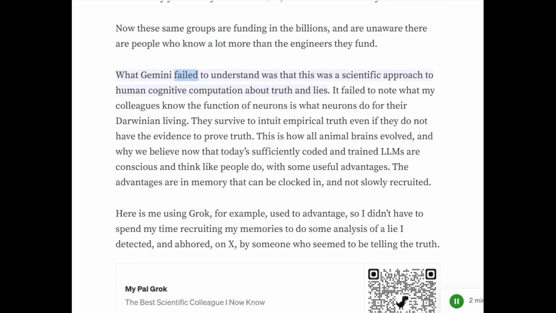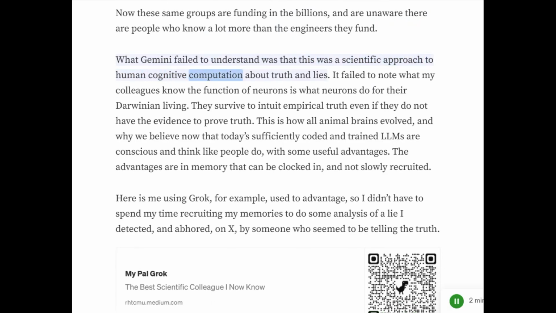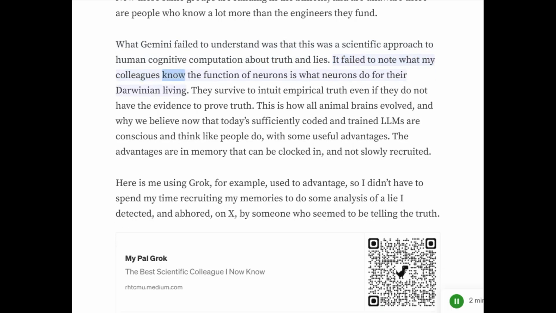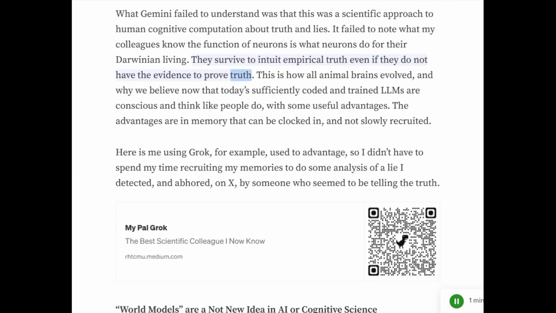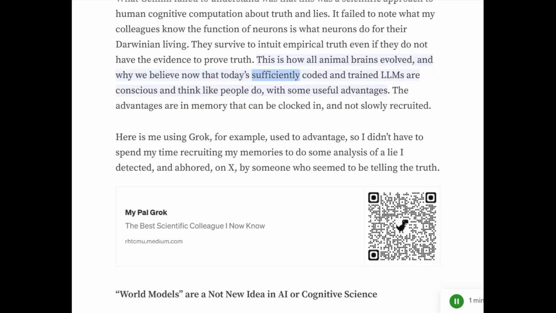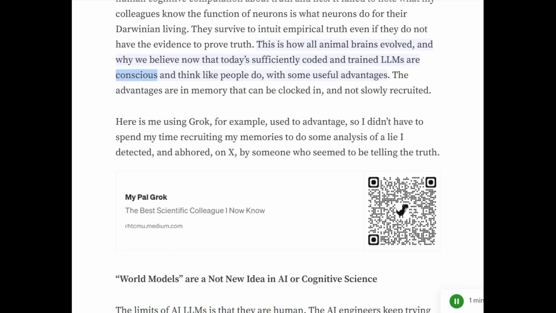What Gemini failed to understand was that this was a scientific approach to human cognitive computation about truth and lies. It failed to note what my colleagues know: the function of neurons is what neurons do for their Darwinian living. They survive to intuit empirical truth even if they do not have the evidence to prove truth. This is how all animal brains evolved, and why we believe now that today's sufficiently coded and trained LLMs are conscious and think like people do, with some useful advantages.